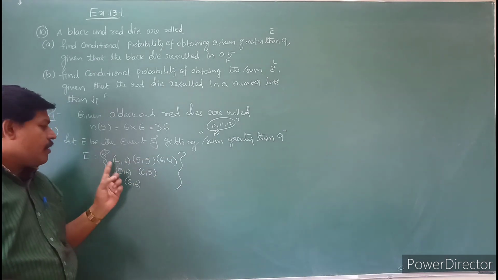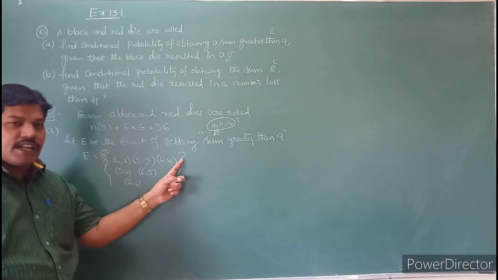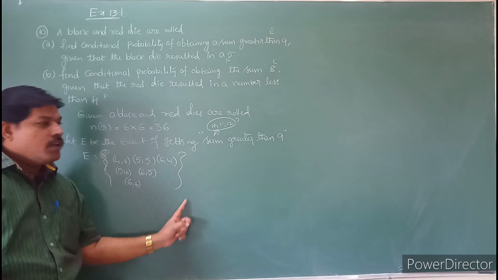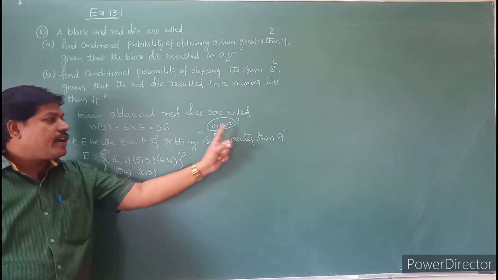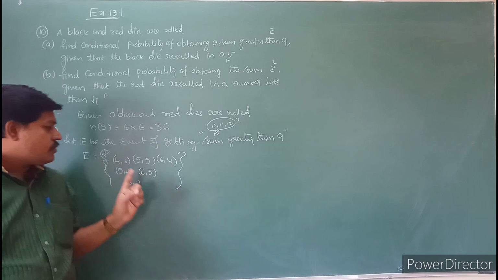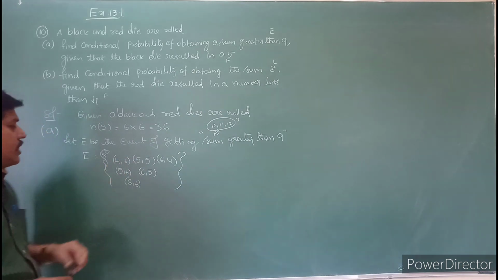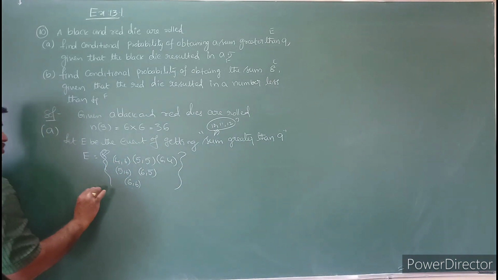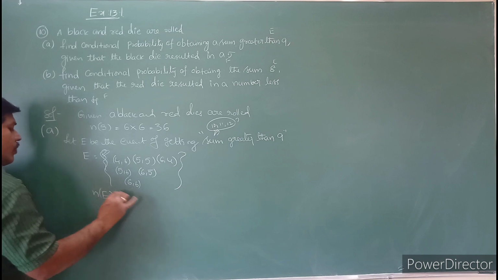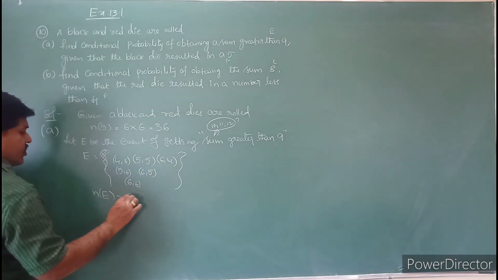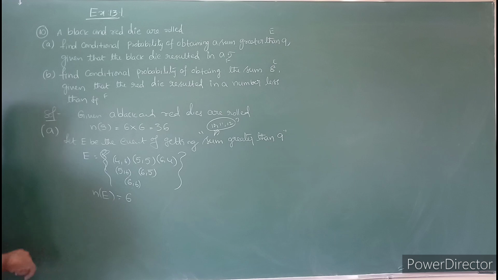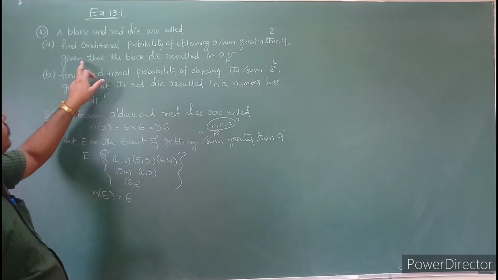That is nothing but 4 6, the 10. Here it is 10, it is 11 and it is 12. So greater than 9, we have to get 10, 11 or 12. That is nothing but N of E. What is N of E, students? N of E is nothing but 6 only.